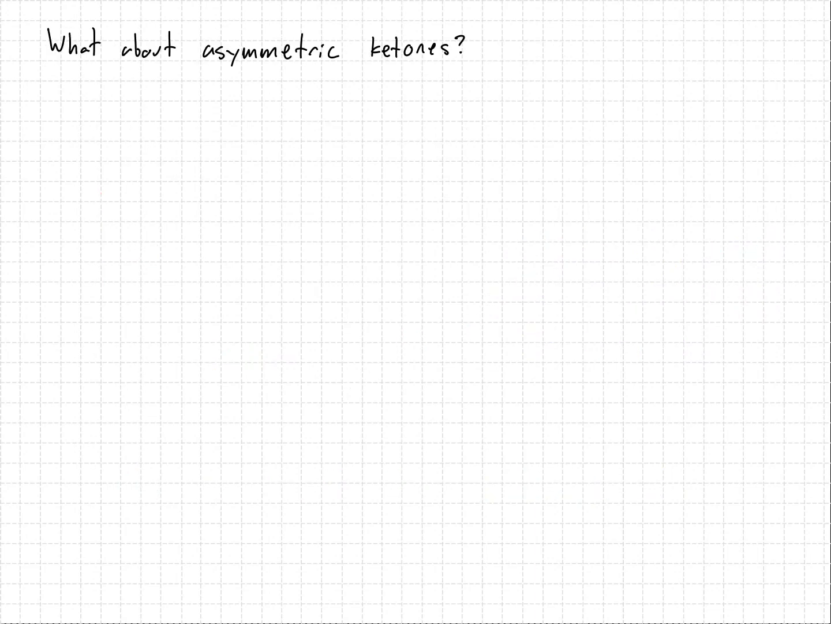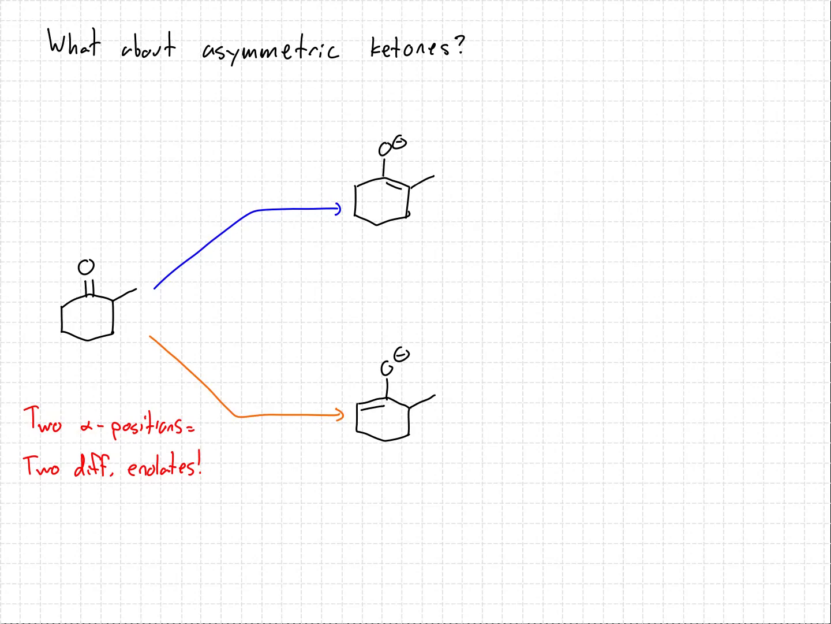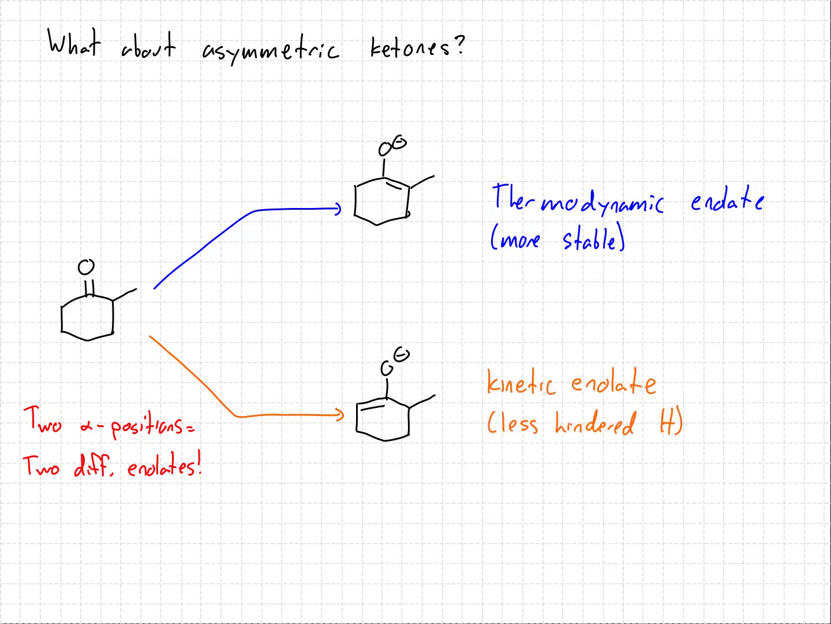This is a little more complicated if we have asymmetric ketones. So if I take a ketone like this, methyl cyclohexanone, I have two different alpha positions, which means that I can form two different enolates. Now, if you look at the structures of these enolates, you might notice that one enolate is predicted to be more stable than the other. The top enolate, shown with the blue arrow, we're going to call the thermodynamic enolate, which is the enolate which is more stable. Generally speaking, the more substituted an enolate is, the more stable it's going to be.